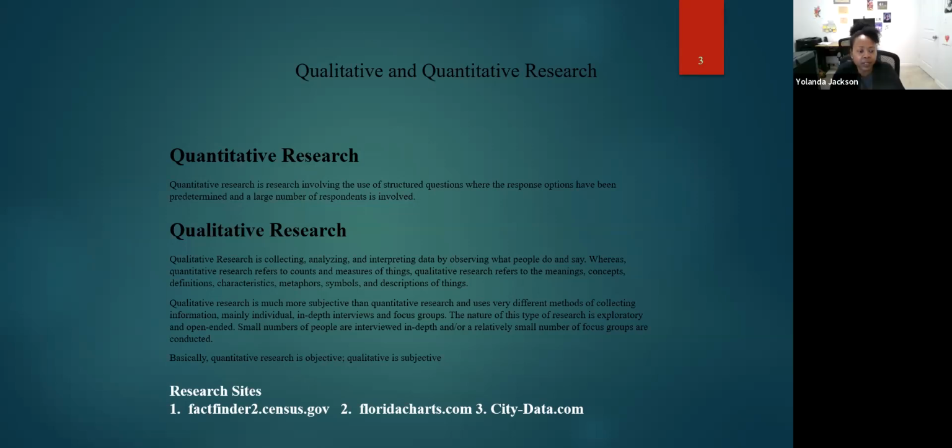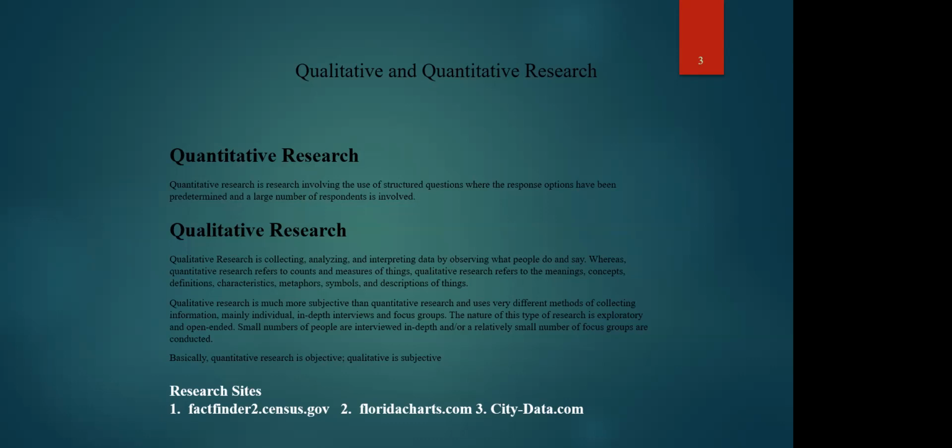It's qualitative research. Qualitative research is collecting, analyzing, and interpreting data by observing what people do and say, whereas quantitative research refers to counts and measures of things. Qualitative research refers to the meanings, concepts, definitions, characteristics, metaphors, symbols, and descriptions of things. In other words, when you're doing qualitative research, you can do it in a couple ways. Focus groups, interviews, or surveys.